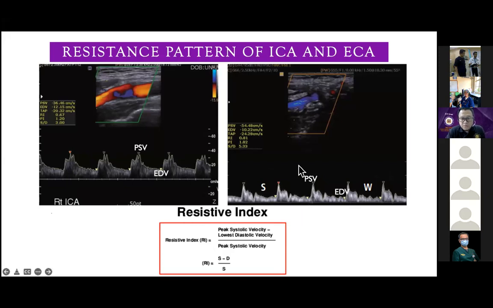But if compared to the ECA, the EDV is lower and PSV is higher. Some people said that the simple rule is you see normally the difference of PSV and EDV in ICA is roughly less than 50, about 30 to 40, but in ECA normally it's higher, 40, 50 and above. So that's to differentiate between the ICA and ECA. So what I'm telling you now is how to differentiate first, because some people struggle to get this image.